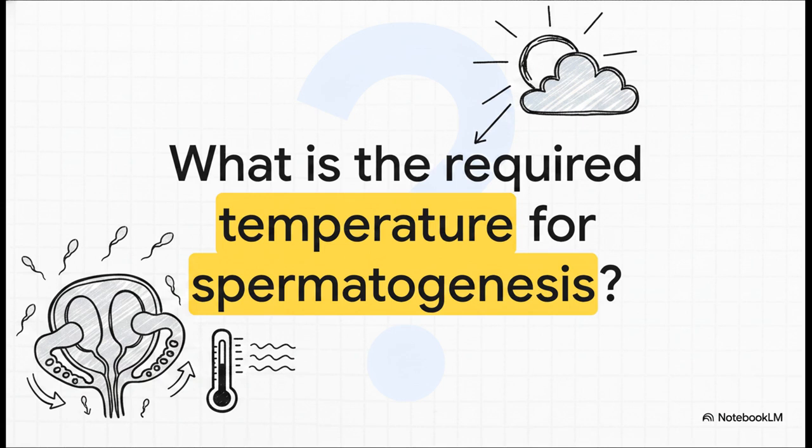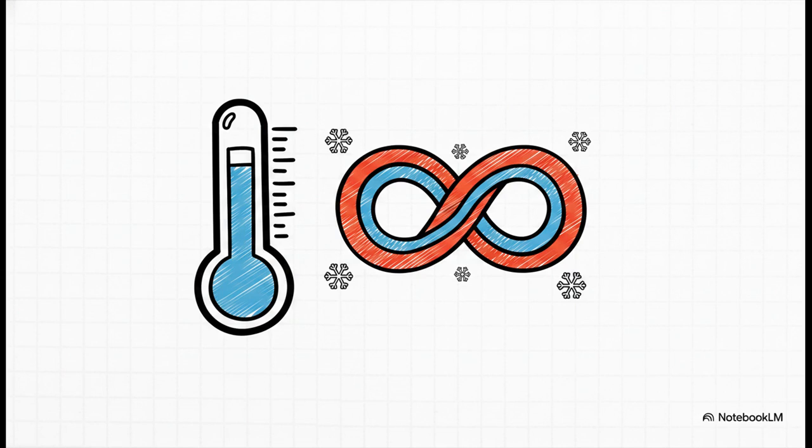Ready? Question 1. What is the normal temperature required for spermatogenesis to occur successfully? I'll give you a second to think. Got it? The answer is 32 degrees Celsius. Remember, this is about 2 degrees cooler than your normal body temperature, and it's maintained by the scrotum's location and that brilliant counter-current heat exchange system we talked about. Great job if you remembered that.